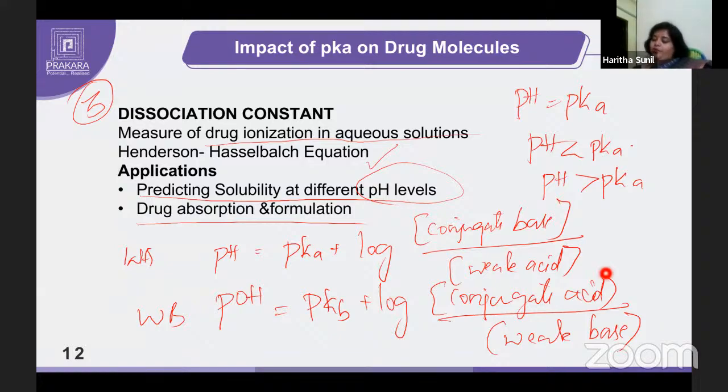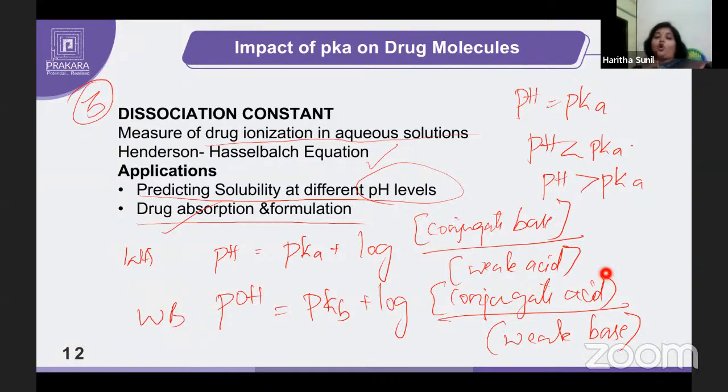Okay. So how is it going to predict the solubility at different pH levels? The ionized form of a drug is more water soluble but less permeable across the biological membrane. So, for example, weak acids are more soluble in basic environments, and weak bases are more soluble in acidic environments. And also it is useful in drug absorption and formulation, like the unionized forms are more lipophilic and they cross the membrane easily, enhancing the absorption, whereas adjusting the pH of the solution or formulation to favor the unionized form improves the drug permeability in the gastrointestinal tract.